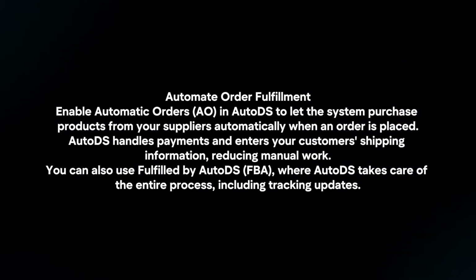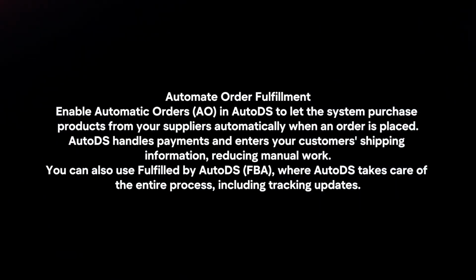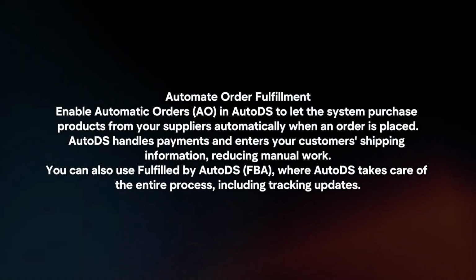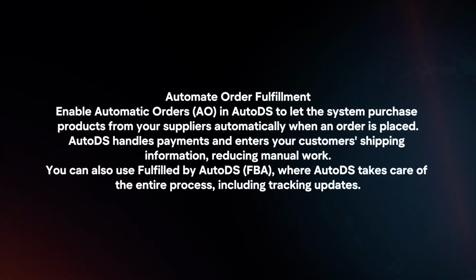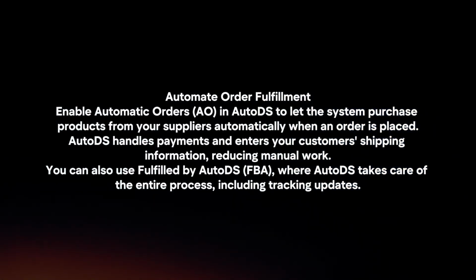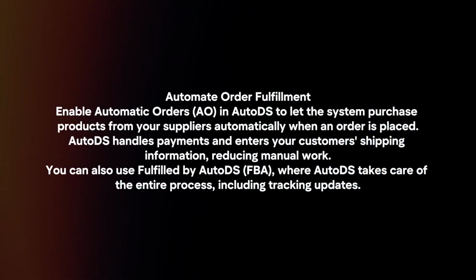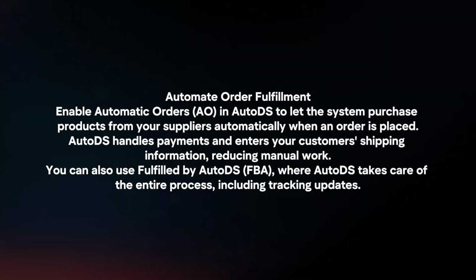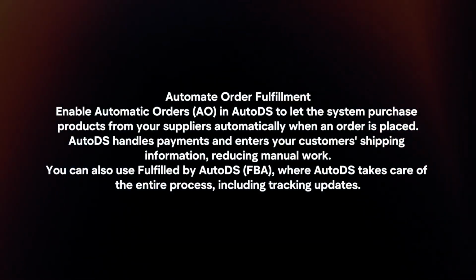Automate order fulfillment. Enable automatic orders in AutoDS to let the system purchase products from your suppliers automatically when an order is placed. AutoDS handles payments and enters your customers' shipping information, reducing manual work. You can also use Fulfilled by AutoDS, where AutoDS takes care of the entire process, including tracking updates.